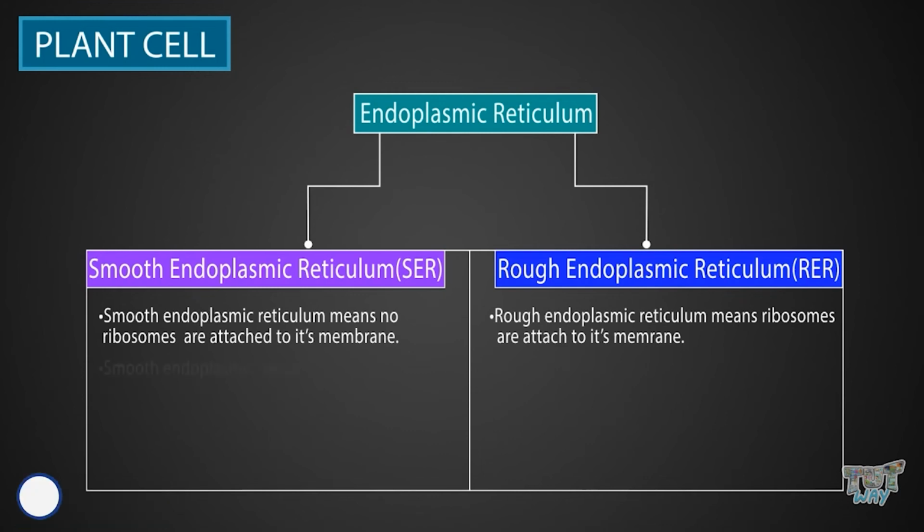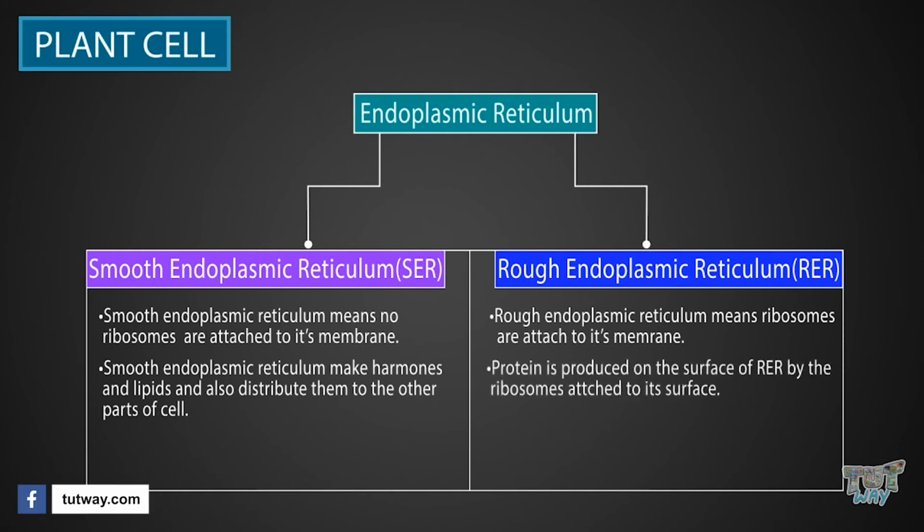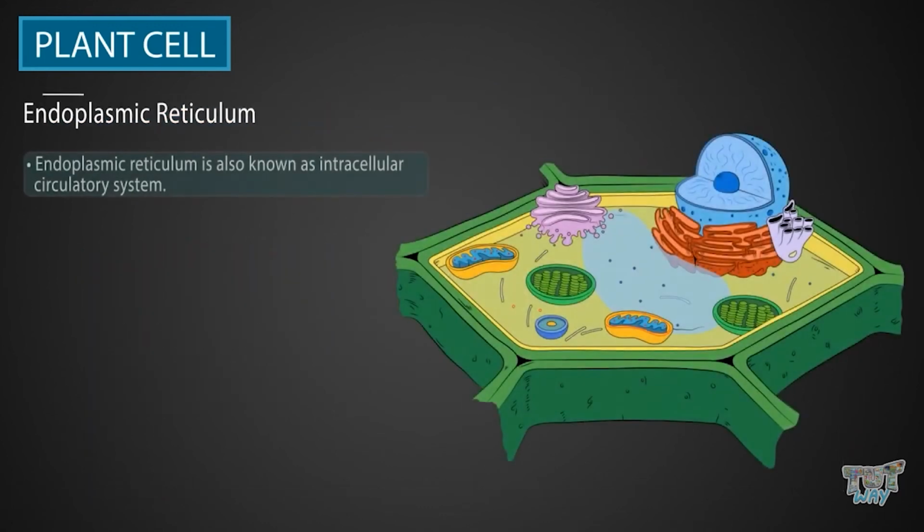The smooth endoplasmic reticulum makes hormones and lipids and distributes them to other parts of the cell. Protein is produced on the surface of the rough endoplasmic reticulum by the ribosomes attached to its surface. Endoplasmic reticulum is also known as the intracellular circulatory system.